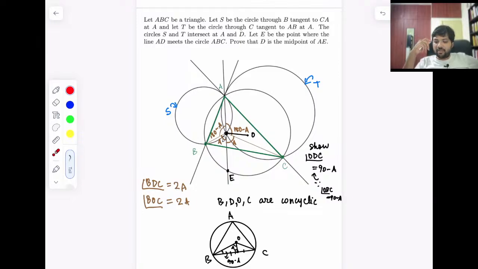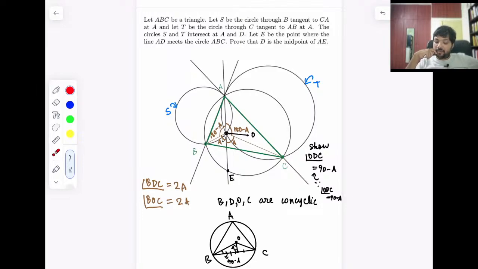So see, what facts did it use? It used the alternate segment theorem. Then it used the fact that if angles subtended are equal at B and C, they subtend angle 2A at both D and O, so BDOC are concyclic. That's another fact about circles it used, right? Then again we use the same fact. Once you know BDOC is cyclic, we used angle ODC is angle OBC.